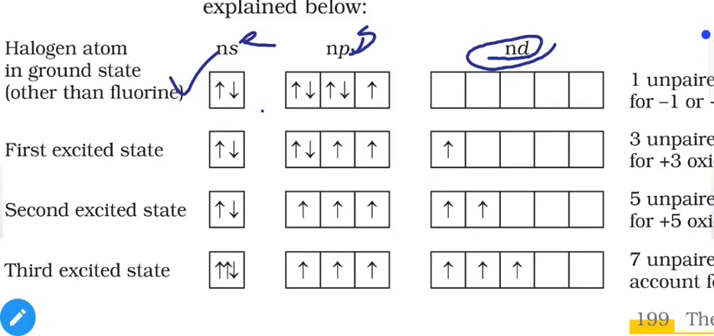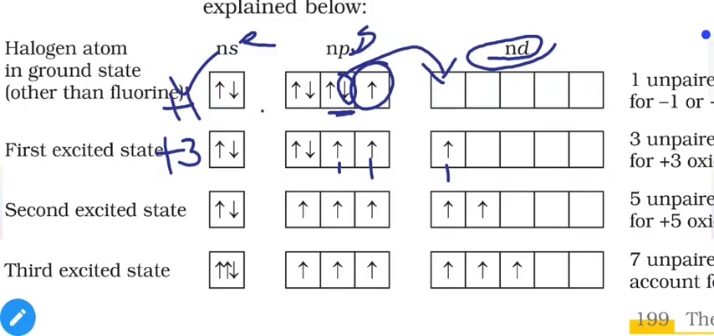So when p electrons split, one of the electrons present in the p orbital will jump into the d orbital. So now we have a total of 1, 2 and 3 different attachment possibilities, and that's why it will show us +3 oxidation state. In the first case, we have only one single unpaired electron, so it shows +1 oxidation state. Again, one more pair will split and jump into the next d orbital, and we have +5 oxidation state.